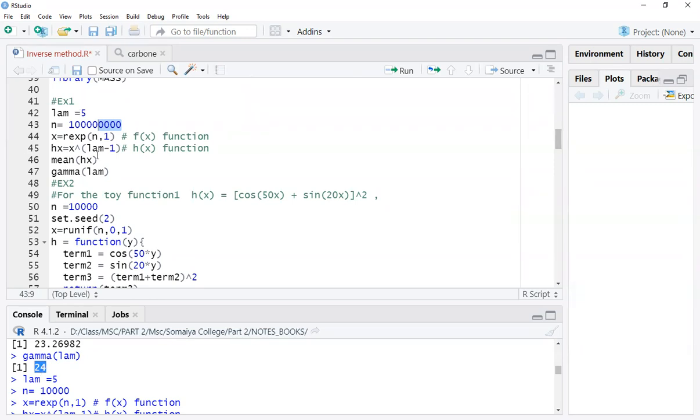So this is just a simple example. When your function h of x is complicated, you can take the help of your f of x function. You can generate the observations from f of x, and then take the mean of that h of x function, which will give you the ultimate answer for that particular integral.